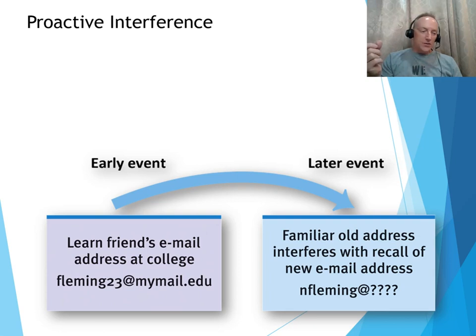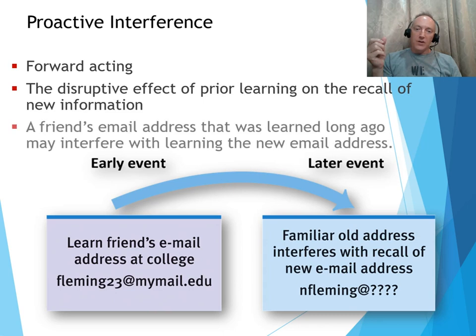There are 2 different types of interference. The first is known as proactive interference. It is forward acting. That means something you learned before is interfering with your ability to retrieve something accurately that you learned later. So let's consider this example.